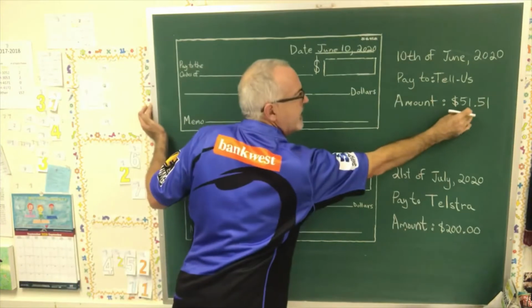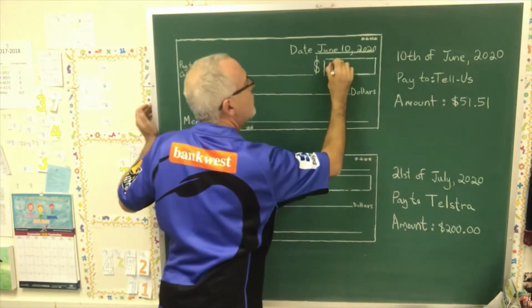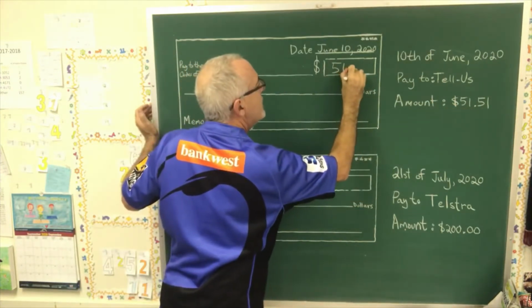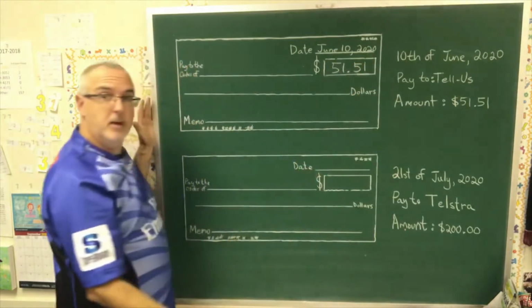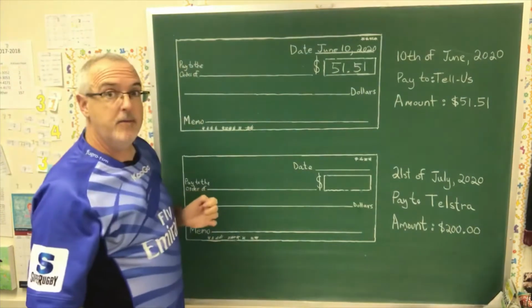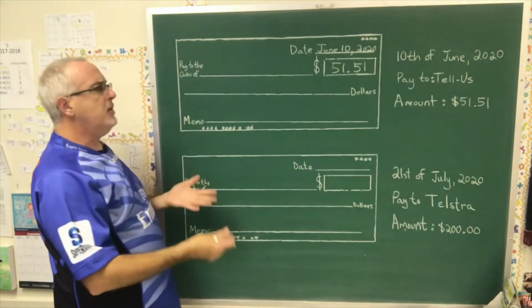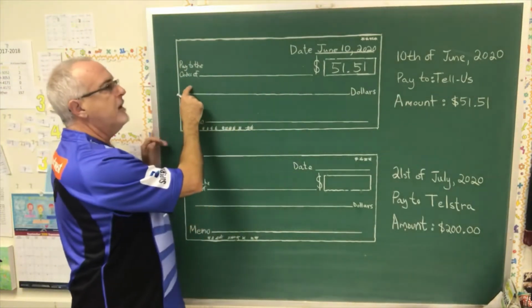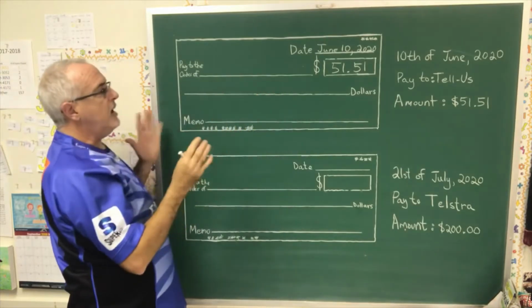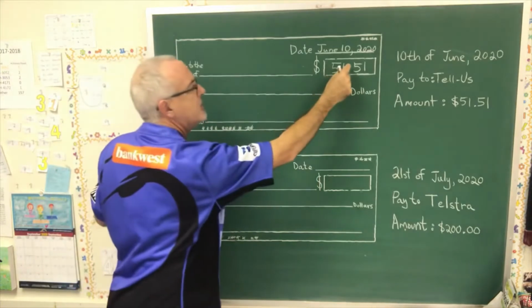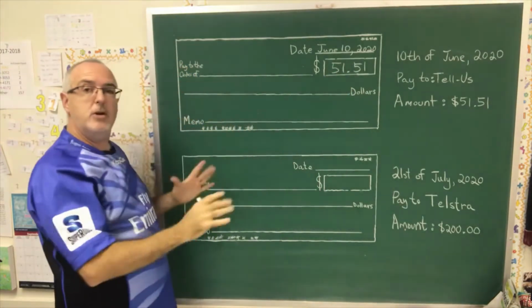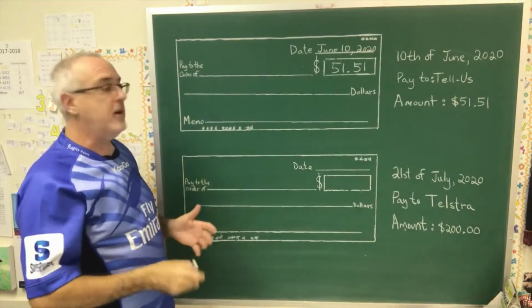It's already written here in numbers, so I write it the same way, 51.51. It's important, of course, to have the decimal legible. Otherwise, this represents a different amount of money than you thought. But that's one of the reasons why we also fill in the amount in words, because that way the person in the bank who's dealing with the check is able to compare what's written in numbers with what's written in words to make sure that it is clear what the amount is.